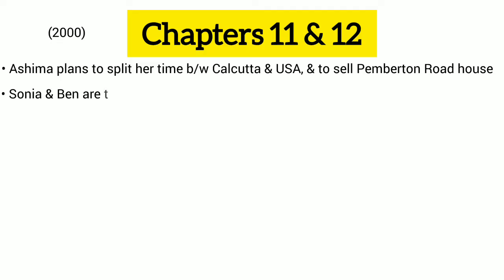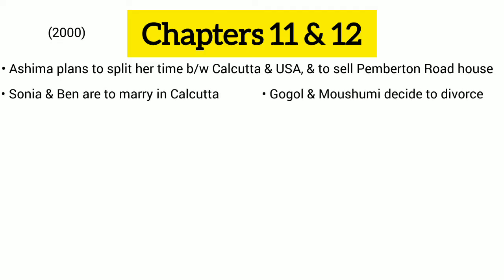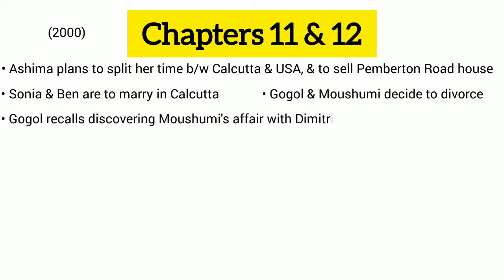Sonia and Ben are set to marry in Calcutta, while Gogol and Mashumi decide to divorce. Gogol reaches the train station ahead of Sonia and Ben's arrival. Reflecting on the previous year, he recalls discovering Mashumi's affair with Dimitri during a train journey to Pemberton Road from New York. Despite spending the holiday at the Pemberton Road house as planned, Mashumi departed for New York the day after Christmas, and upon Gogol's return to the apartment days later, she had already left for good.